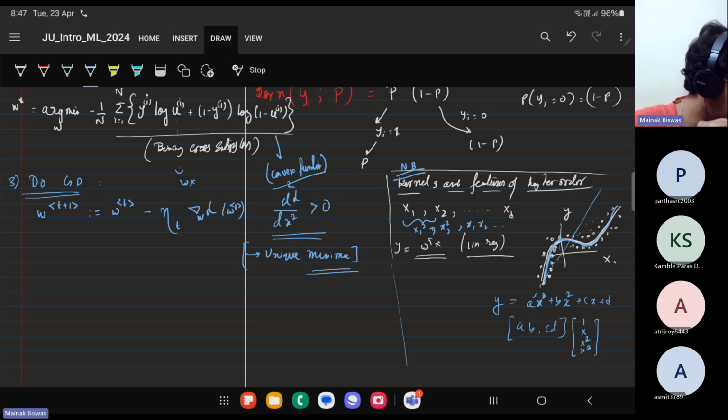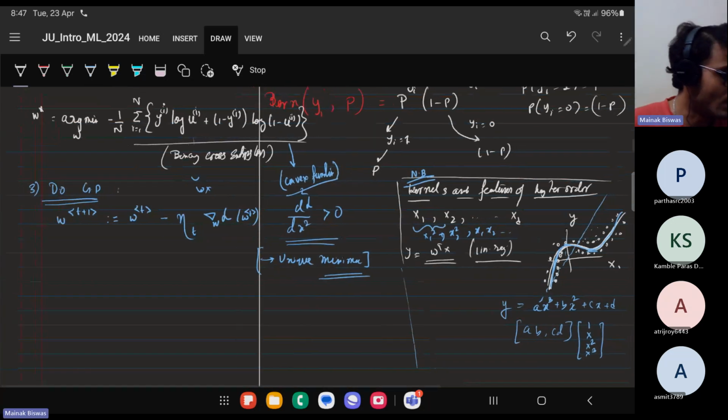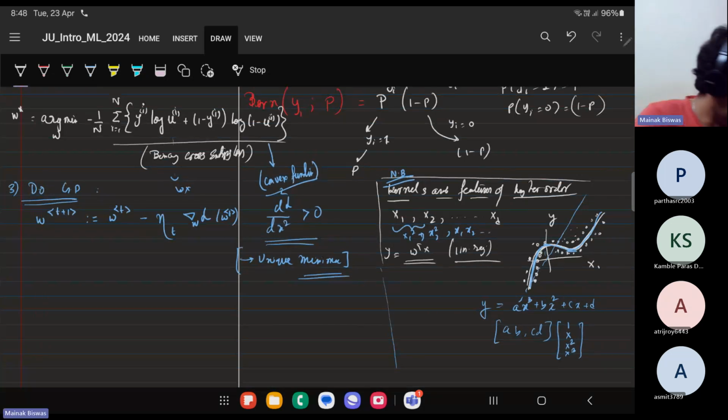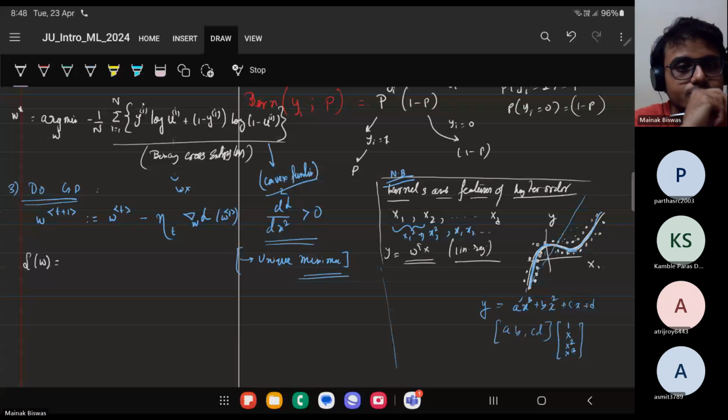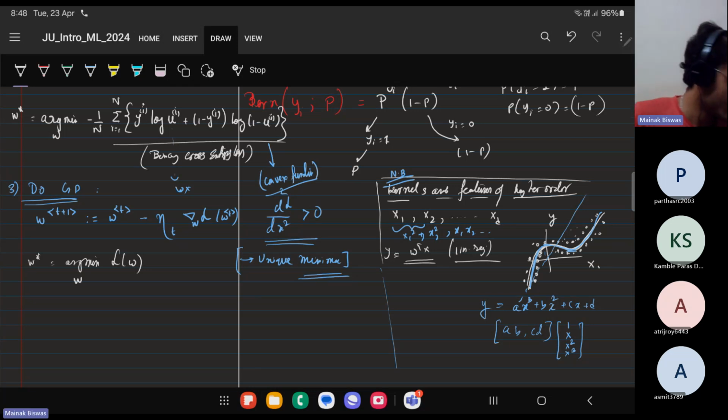Okay, let's do gradient descent. If you don't remember, please go back and check. Now, how will I do gradient descent? That is my question. What is the loss here? What is the loss of W? Can you tell me what is the loss that I want to optimize? W star is equal to argmin of the loss, right? What is the loss? We already derived it, right?